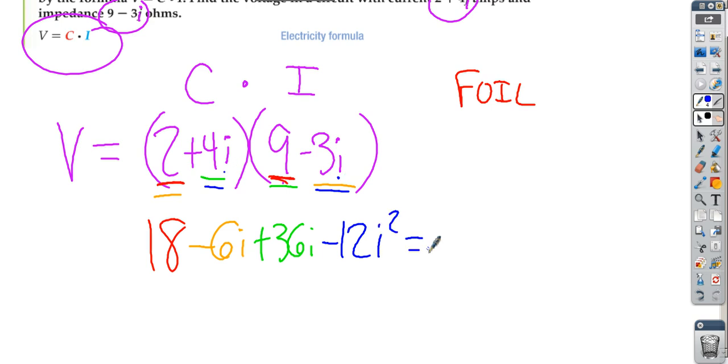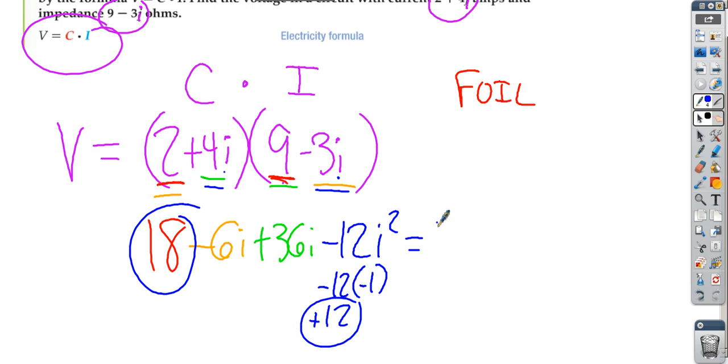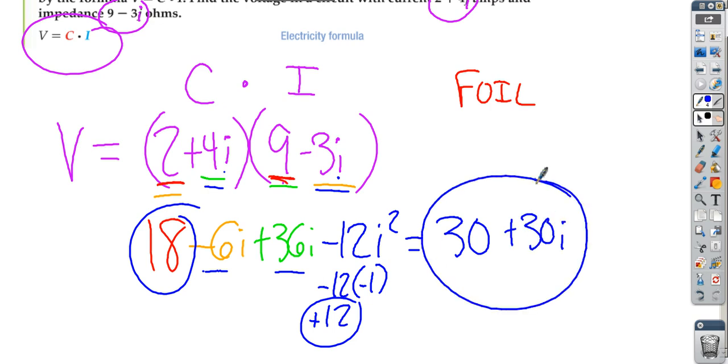So let's simplify this. We have 18, well remember i squared is the same as negative 1, so that's like negative 12 times negative 1, which is positive 12. So we have 18 plus 12, that's 30. That's the real part of the number. And we have negative 6i plus 36i. Negative 6 plus 36 is positive 30. So this is our final answer. It has a real part 30 and an imaginary part 30i.